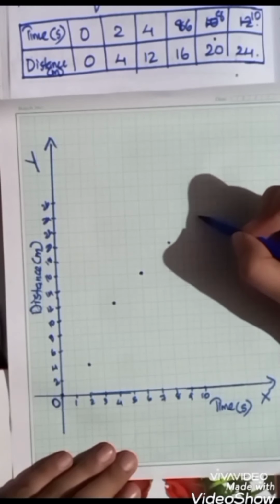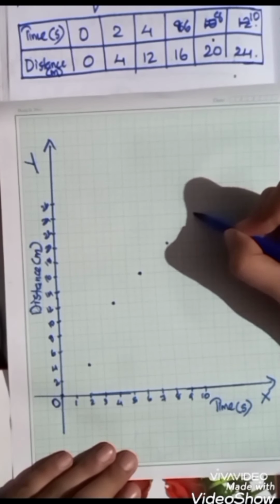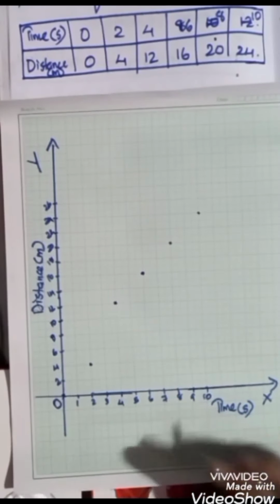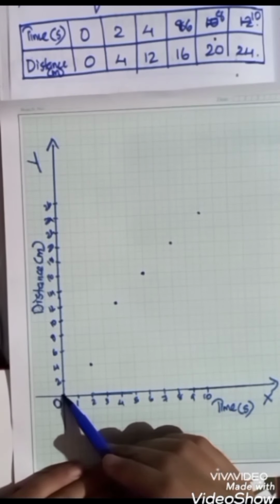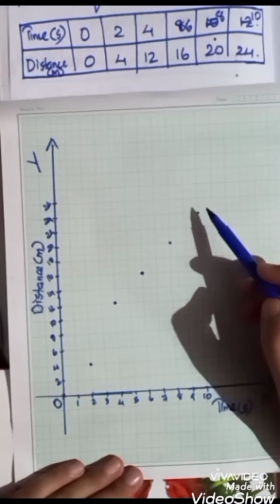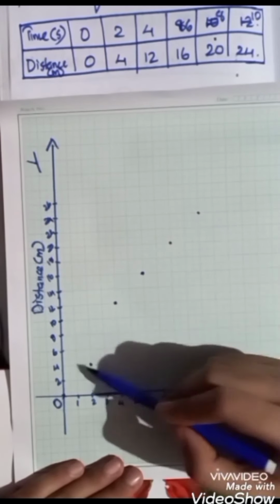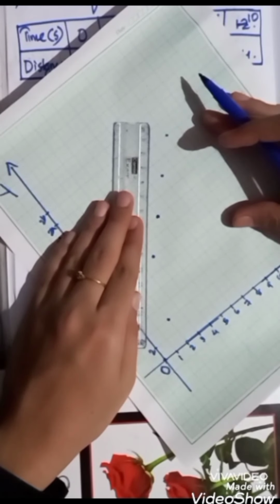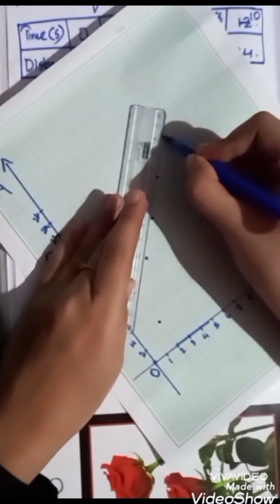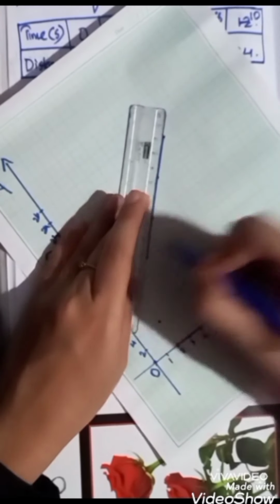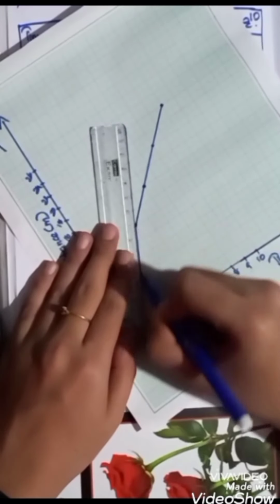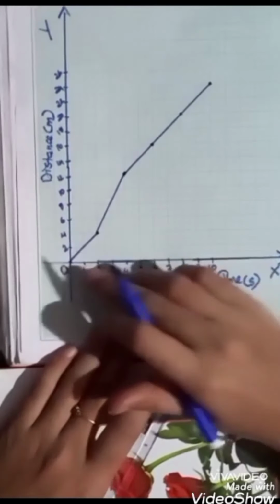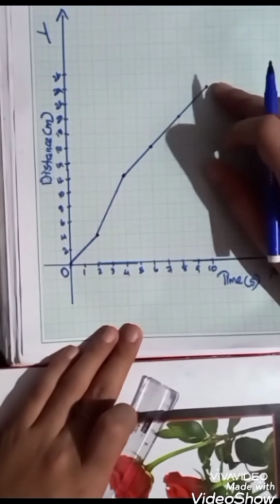That is here, 24 meter. Okay, 24. Then we can join these points, that is 0, 0 to 10, 24. We can join these points and we will get the graph. I am joining these points. Okay, by joining these points, we will get the graph like this.